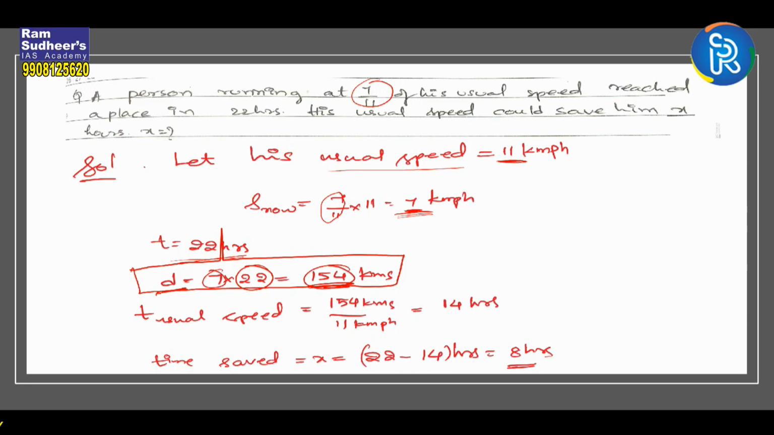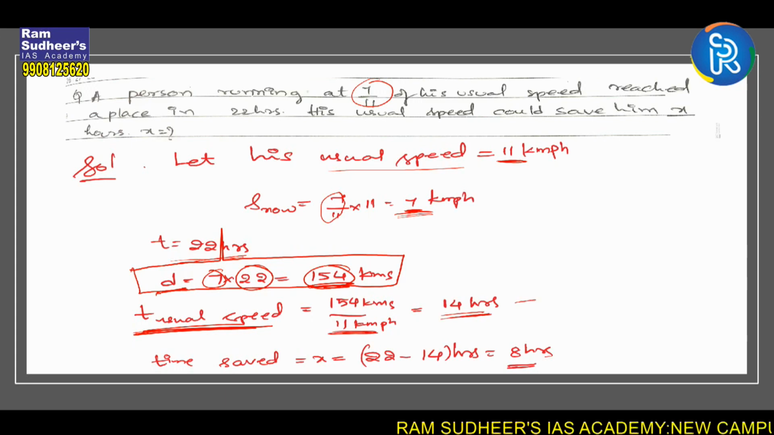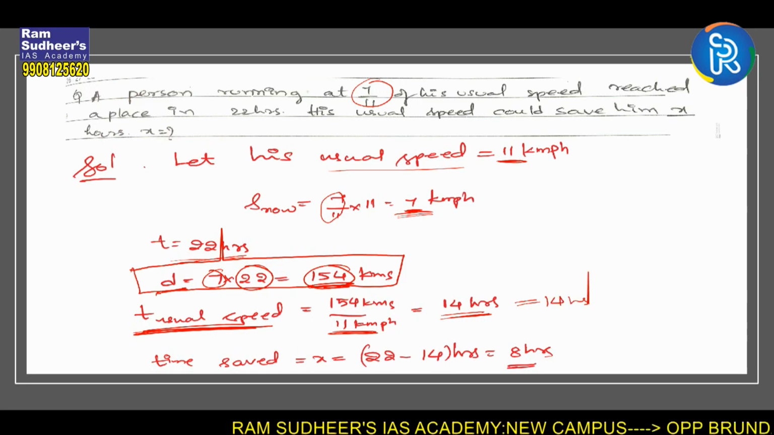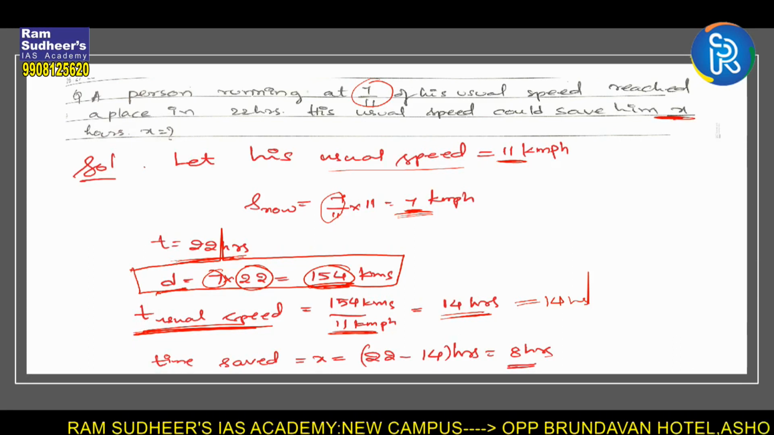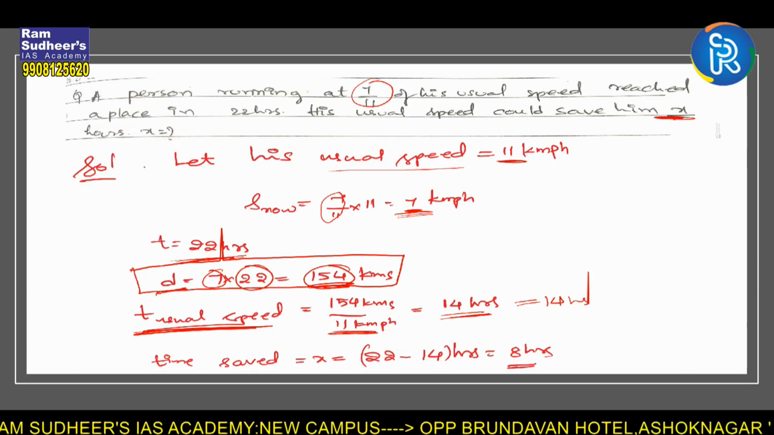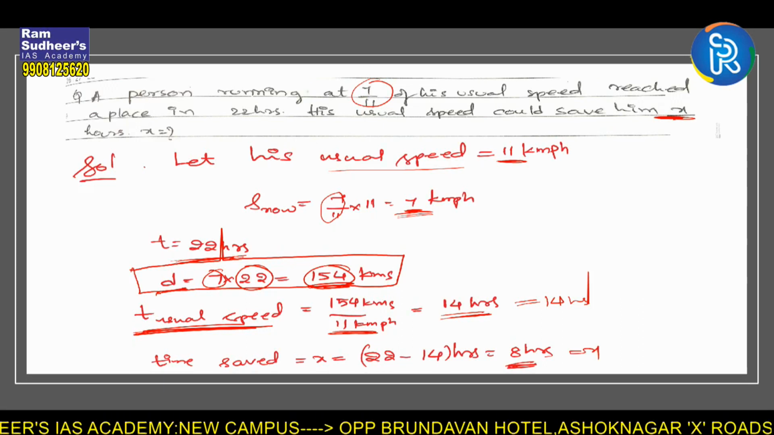And the time taken for his usual speed, which is the distance by speed, 154 by 11 km per hour, this is his usual speed, would be 14 hours. Usual time would give him 14 hours, and in this special case he would take 22 hours. The question asked is, it would save him x hours, and what is this x? It would save him 22 minus 14, 8 hours, which is our x, and this is our answer.